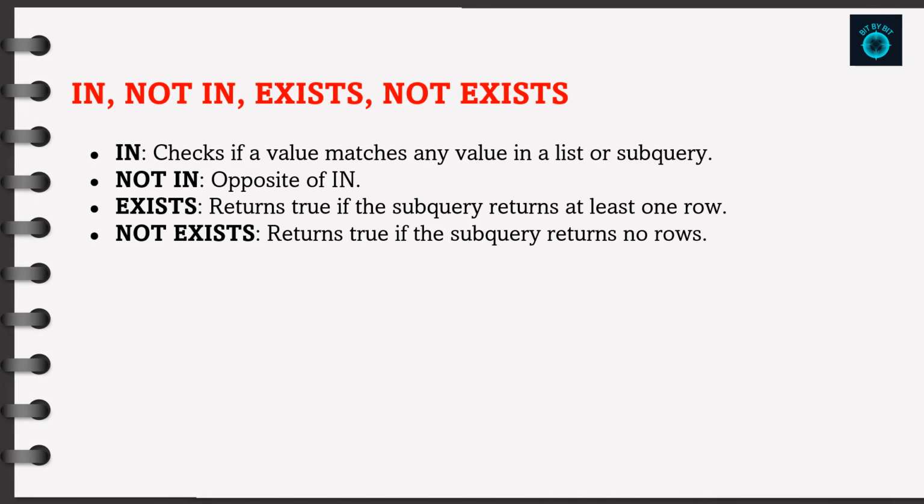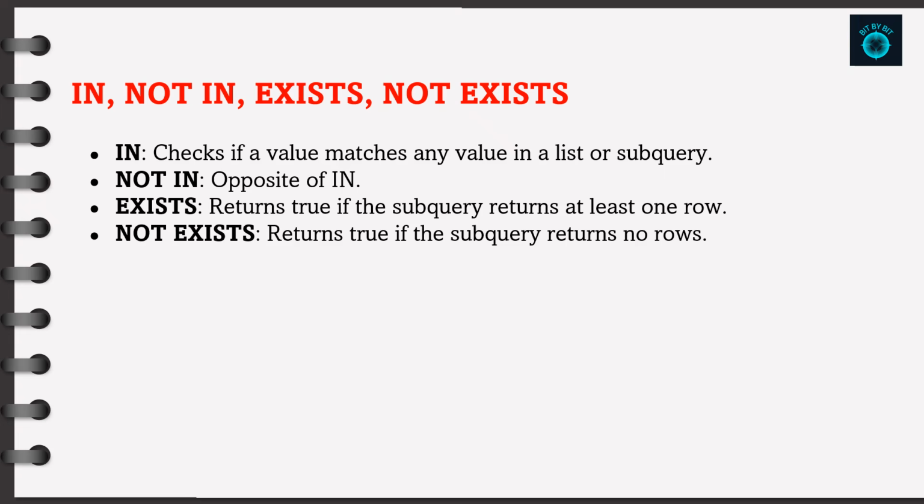IN, NOT IN, EXISTS, NOT EXISTS. In SQL, the keywords IN, NOT IN, EXISTS, and NOT EXISTS are used to filter results based on whether matching rows exist in another set or subquery. The IN operator checks if a value matches any value in a list or the results of a subquery. For example, finding all employees whose department ID is in a certain set of department IDs. NOT IN is the opposite. It returns rows where the value is not in that list or subquery results. However, be careful.